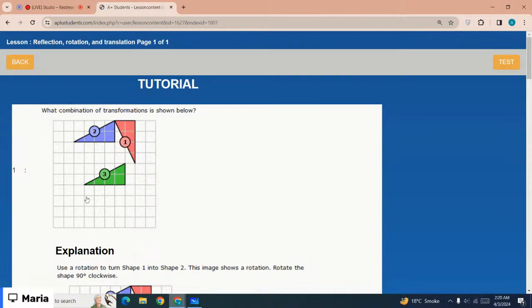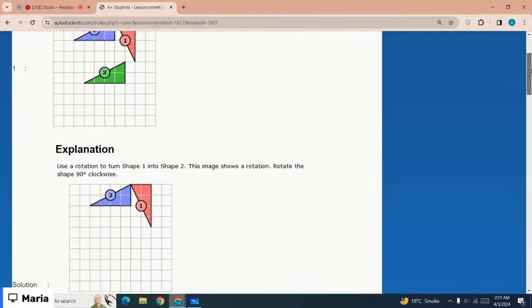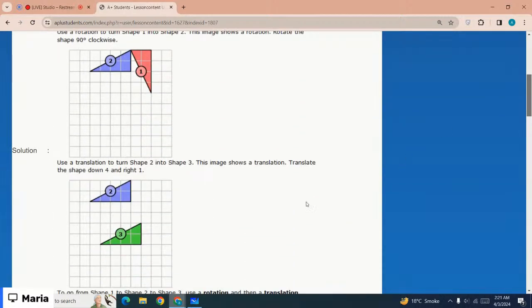The question is, what combination of transformations is shown below? Basically, you started with 1 and you end up on 3. So from 1 to 3, which steps are you following to get a transformation? Basically, 3 is a transformation of 1, right? From 1, you can see this corner is still fixed. That means from 1 to 2, that would be the rotation, right?